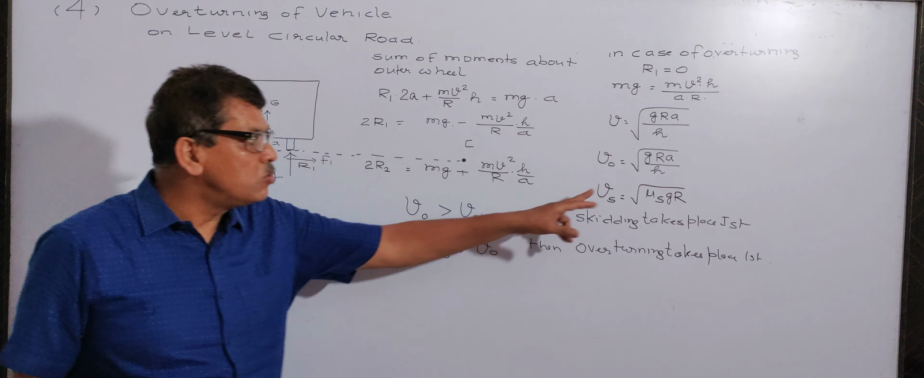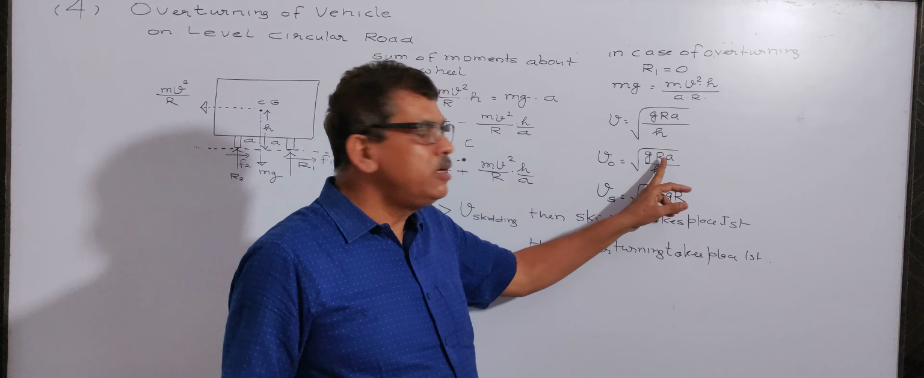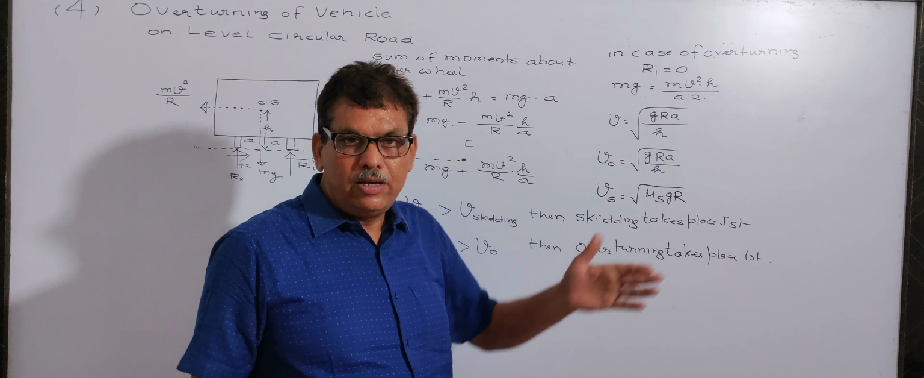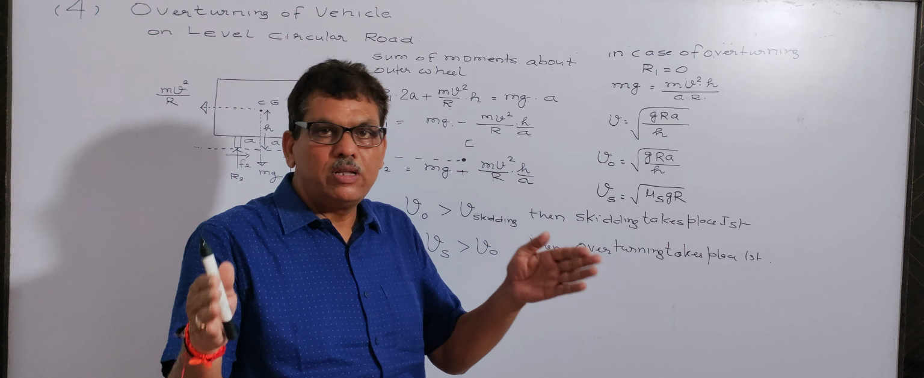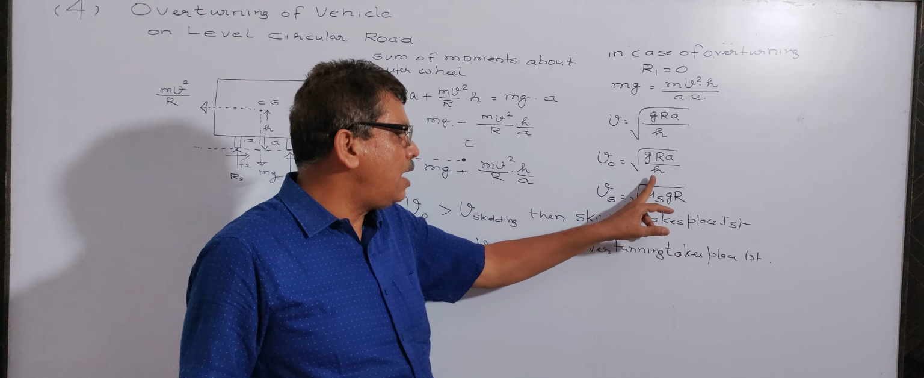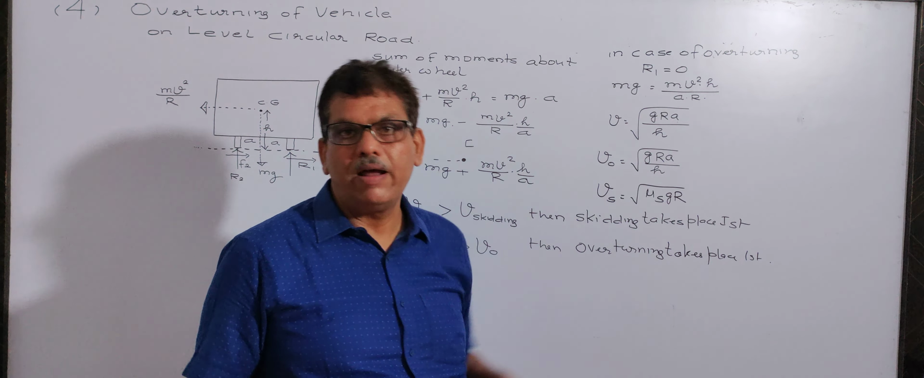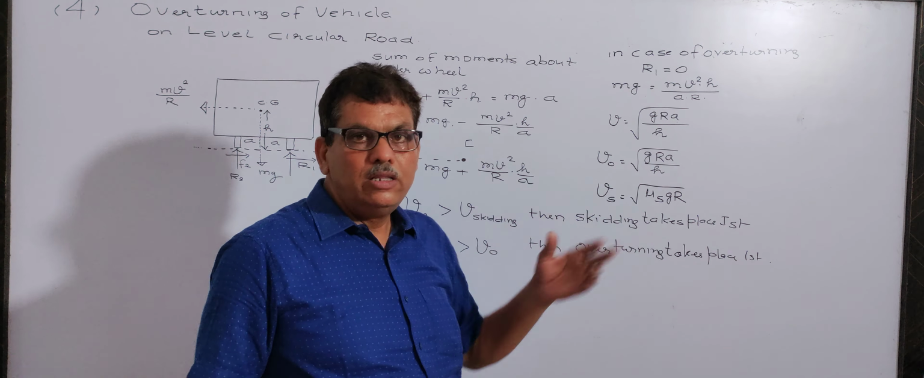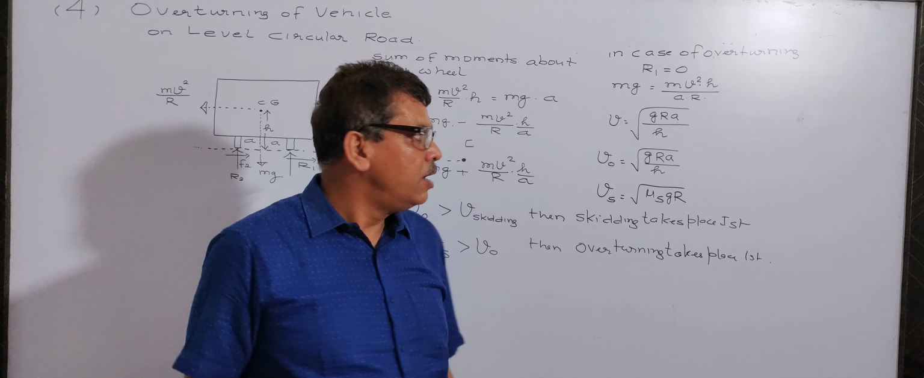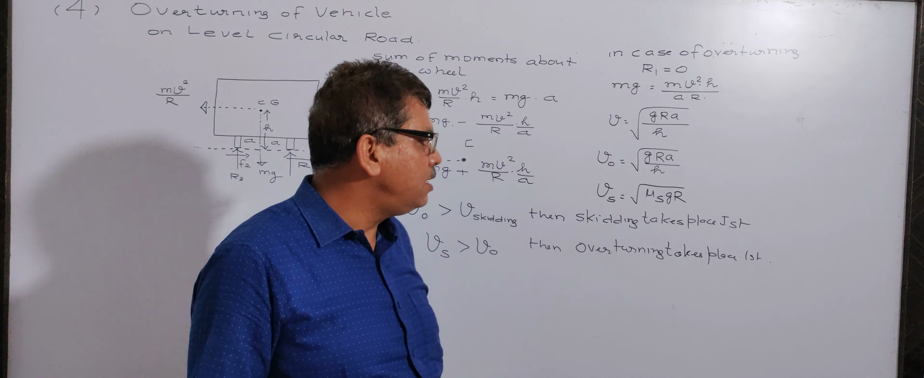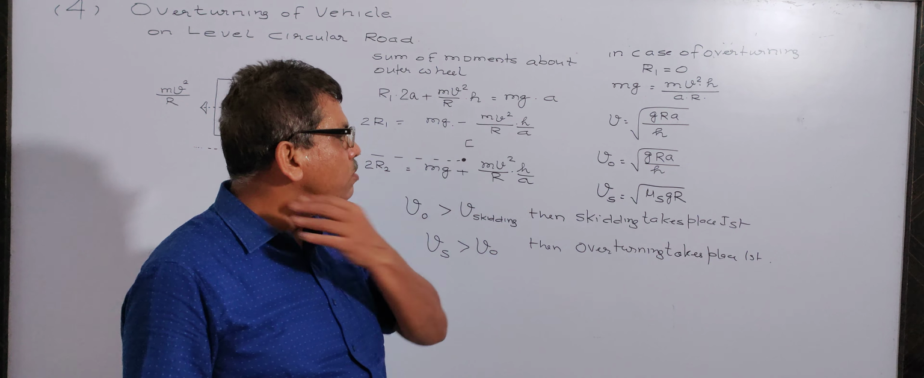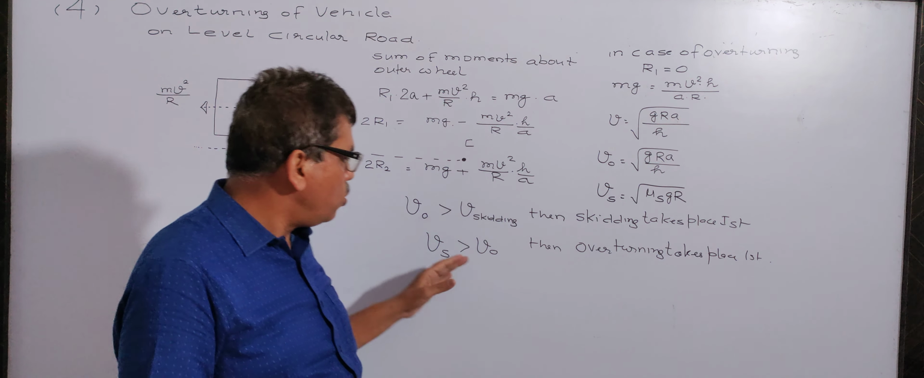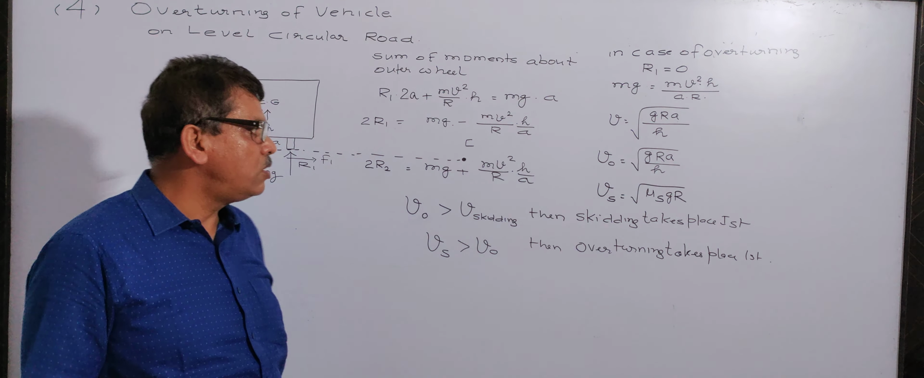So the overturning speed depends on the radius, the base width of the wheel, a, and h, the height of the center of gravity of the vehicle, and the skidding speed depends on the radius and the coefficient of friction between the tire and the road. So this is all about how skidding and overturning take place on the circular track.